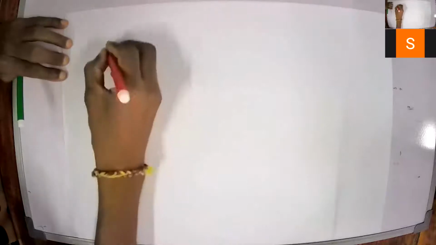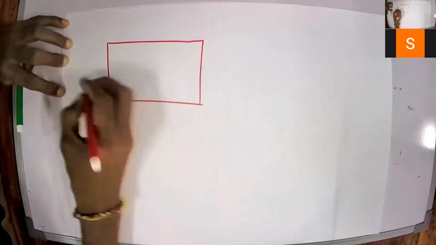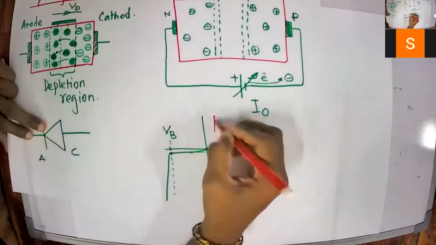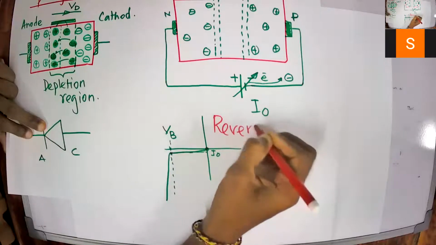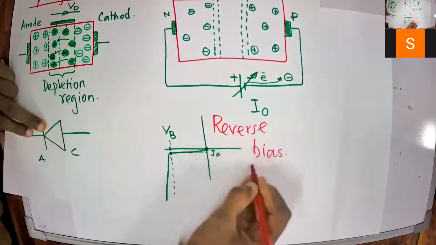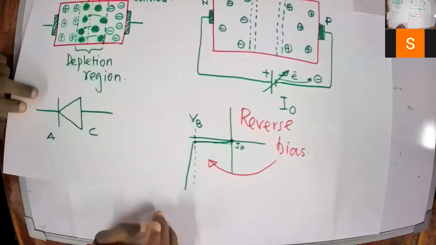Now let's see what will happen if we connect it in forward bias. So hence it is called reverse bias. This is the reverse bias IV characteristic of a PN junction diode.